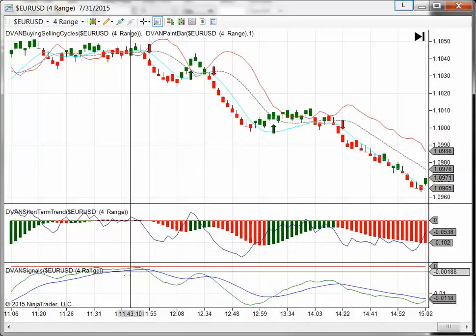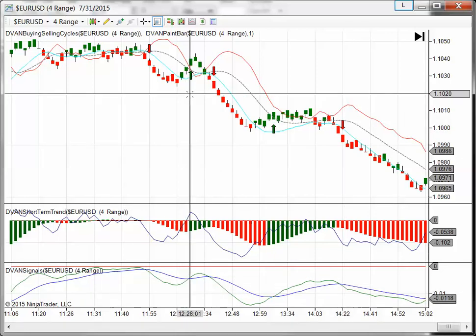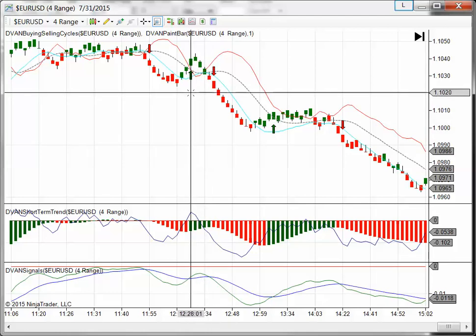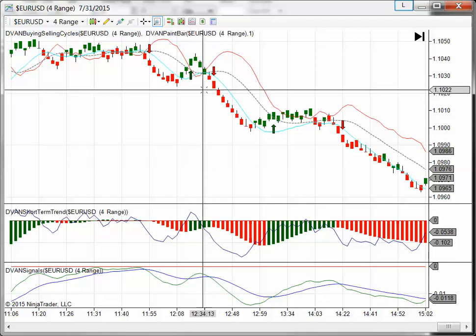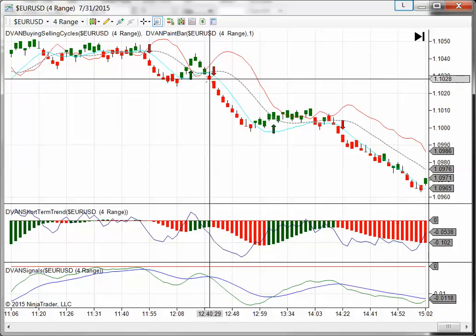We're still, as you can see in DVAN signals, in a longer term downtrend, but like I said, for the sake of taking all of the signals that meet our criteria for this particular example, we enter at 12:28. This is a 12 bip loser. And we get out relatively quickly just a few minutes later when that price bar turns back red.